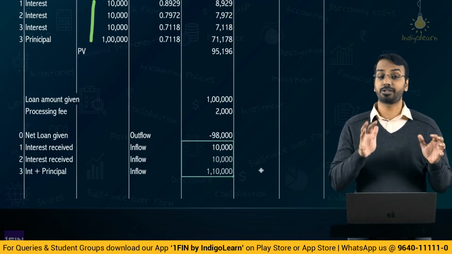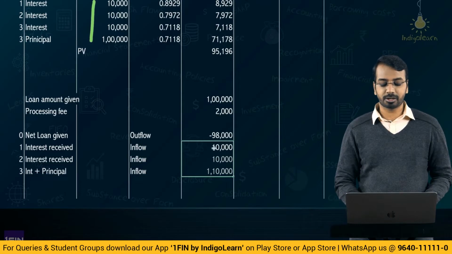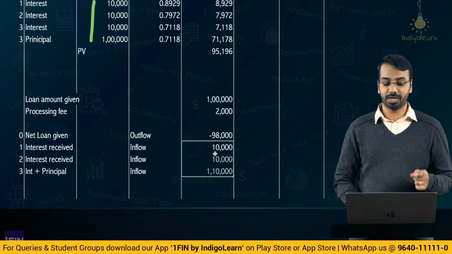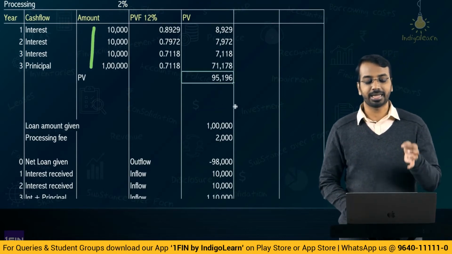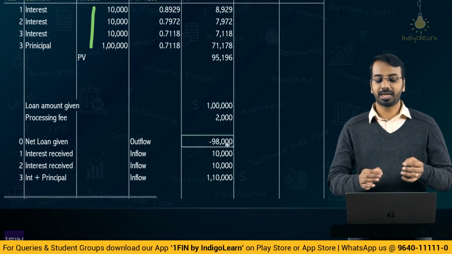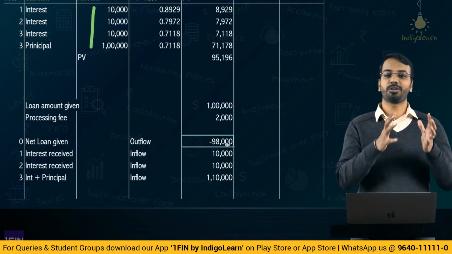Now, think of a case where we know the market rate. And if we discount this entire sum of 10,000, 10,000 and 1 lakh 10,000 at 12%, what happens? What do we get? We get 95,196 as the present value or the fair value, right? And what is the amount given? 98,000. So the difference of these two will be accounted as employee benefit expense.